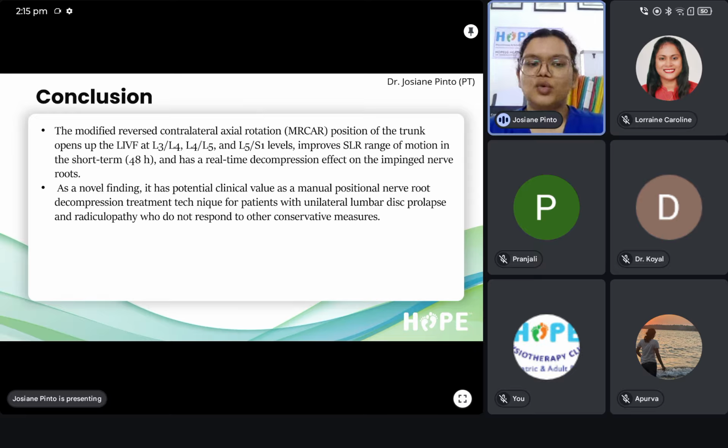So as far as conservative measures go, it has been considered to have great clinical value to resolve symptoms conservatively at least.